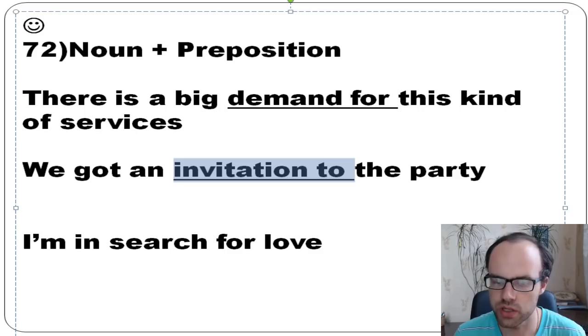You know that we say invite to. For example, he invited me to the party. And if it's a noun, we also use to, invitation to. We got an invitation to the party, okay?